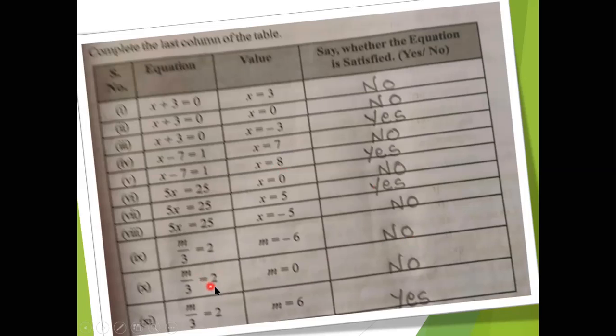Next, m by 3 equals 2, whereas the m value is 0. So 0 by 3, you will get 0. So is 0 equal to 2? No. Next, m by 3 equals 2, whereas the m value is 6. 6 by 3 equals 2. 3 twos are 6. So 2 is equal to 2. So yes. So this is the way you will check the statements, whether it is yes or no, that means whether it is satisfied or not.